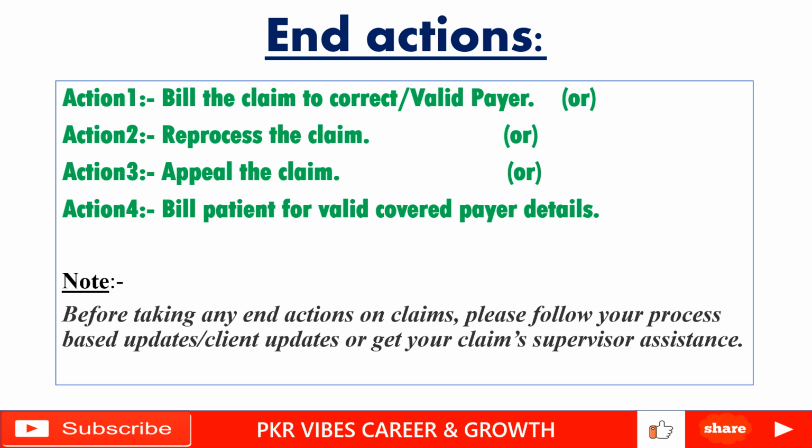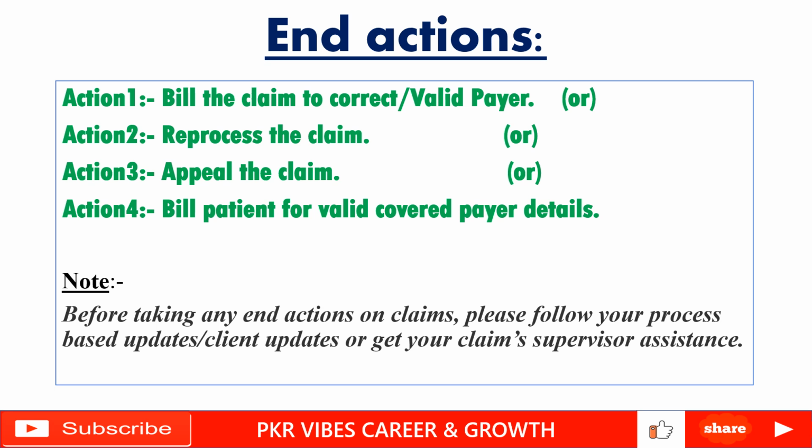So action 4 is, I give, bill patient for valid cover payer details. So for example, you are calling the insurance and the insurance is telling that we don't have any other payer information with us, but we will not cover this as a valid payer. At that time, they will not reprocess also, and also you don't have any documents related to the patient as to who is primary, who is secondary, or other payer details. You don't have any other information, and the insurance also doesn't have any other information of a valid payer. Then obviously it is our job to contact the patient, I mean bill the patient, for valid covered payer details.